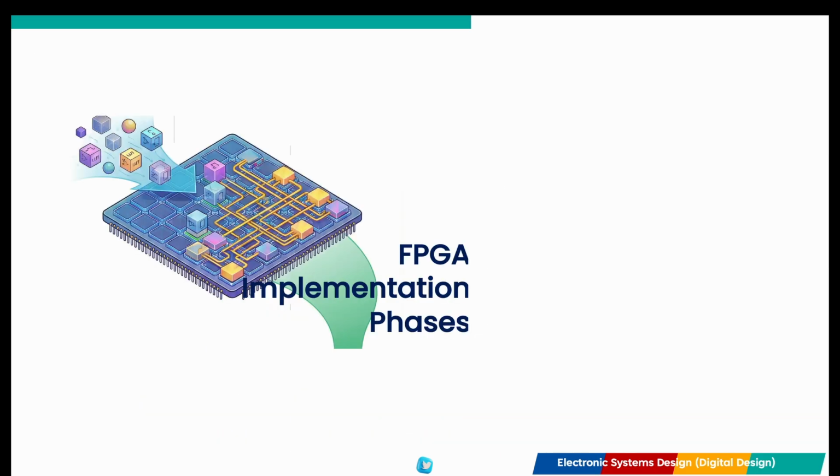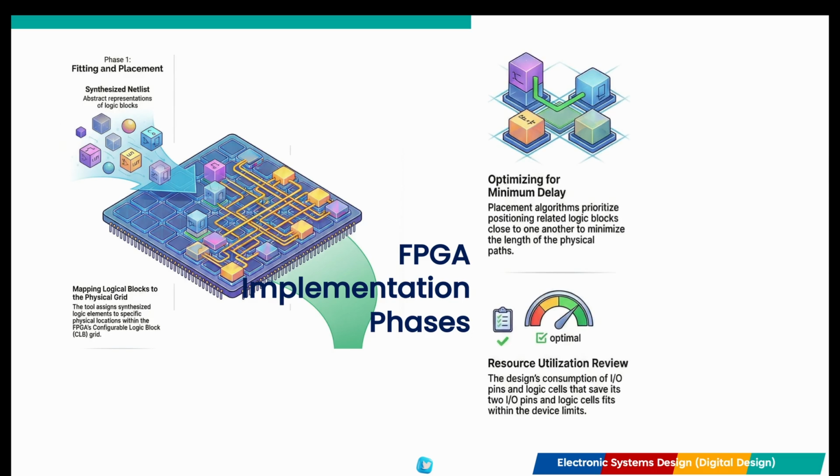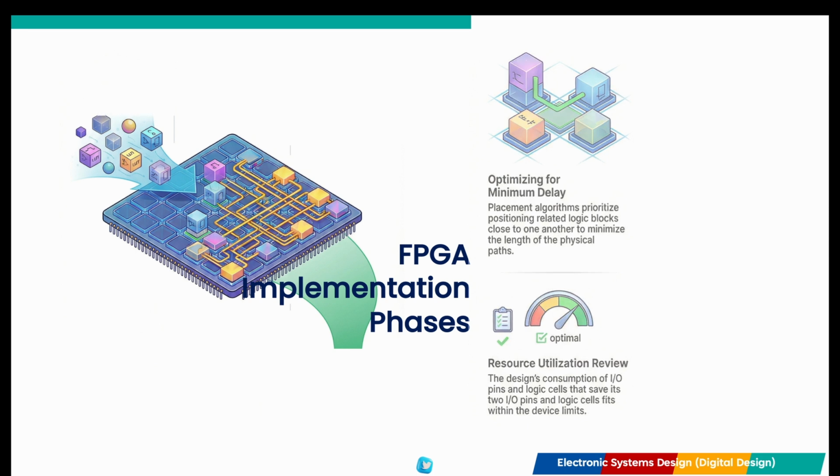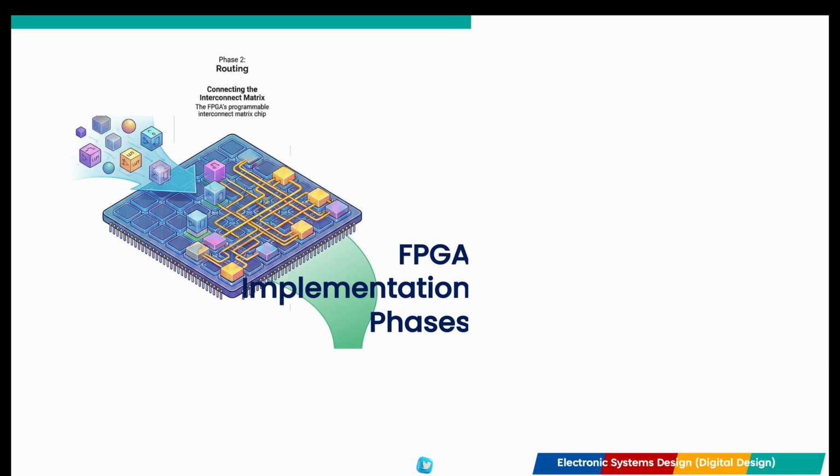With the netlist generated, the software moves into the implementation phase, often called place and route or fitting. Fitting maps the logical resources from your netlist into the actual physical locations inside the FPGA fabric. During the placement stage, the software calculates the optimal physical positions for each logic block. The goal here is to balance resource utilization while keeping connected components physically close to one another to minimize delay. After all the logic blocks are placed, the routing stage begins.